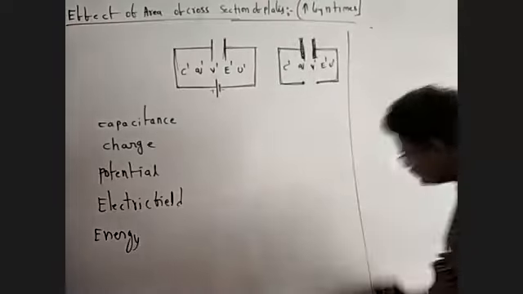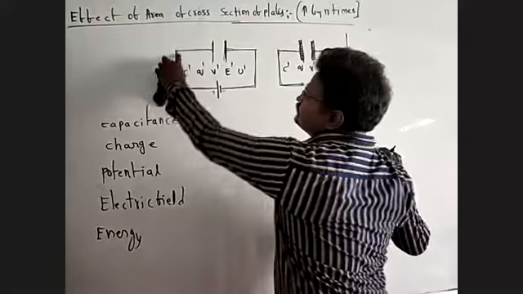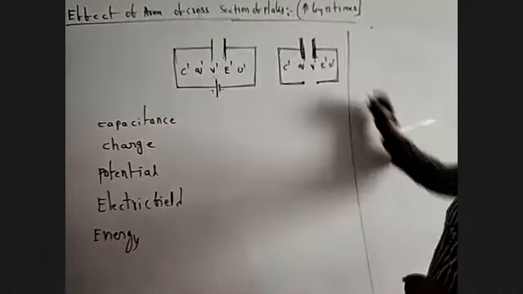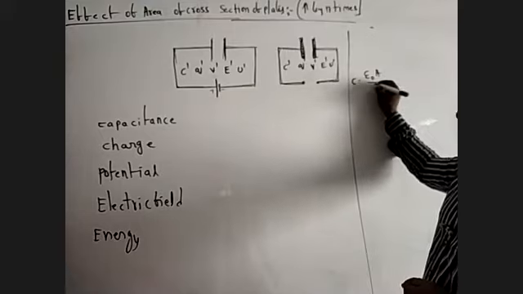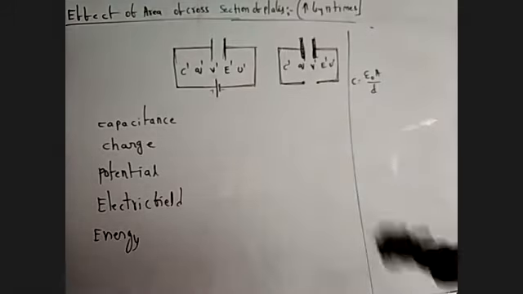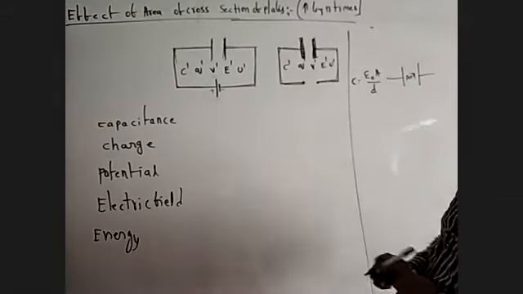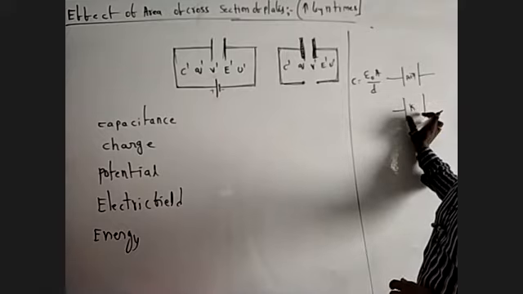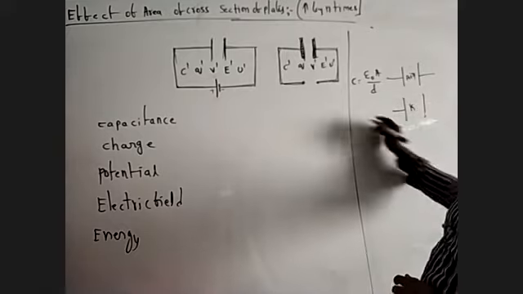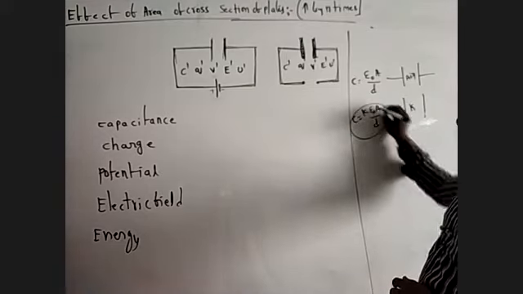So what will happen? In this situation, what is the general form of a capacitor? C is equal to epsilon naught A by D. This is the general formula of a capacitor. Air is between the plates. Now with a dielectric constant between the two plates, C is equal to K into epsilon naught A by D. This is the general formula.